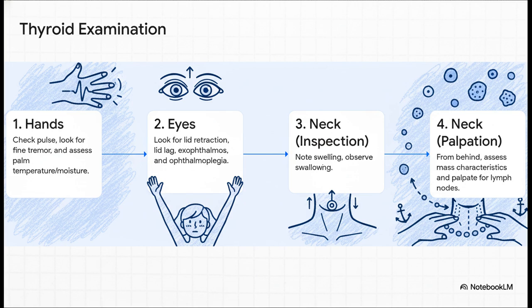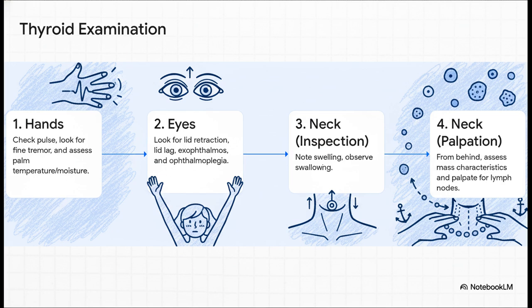Okay, so my examination follows that classic hands, eyes, neck approach. I'd start with her hands, looking for a fine tremor, and checking her pulse for tachycardia or bradycardia. Then I'd move to her eyes to look for any signs of Graves' disease, lid lag or bulging eyes. Now for the neck itself, first just inspection. Is there a visible mass? Then I'll have her sip some water and swallow. If it's thyroid tissue, it should move up. I'd also check for Pemberton sign, just in case there's a big goiter extending down into the chest.